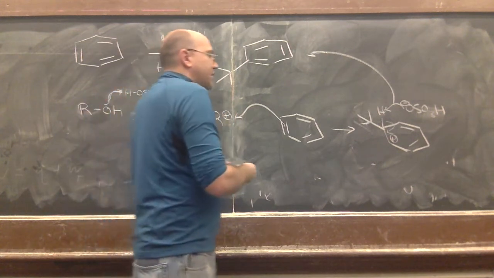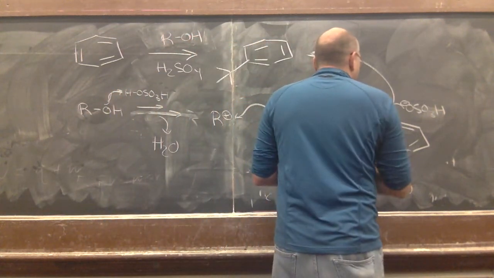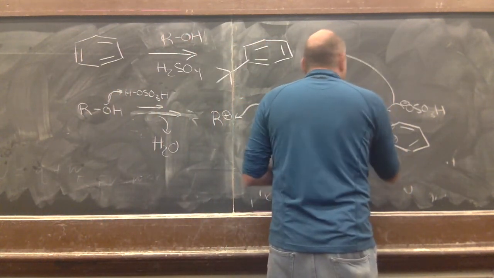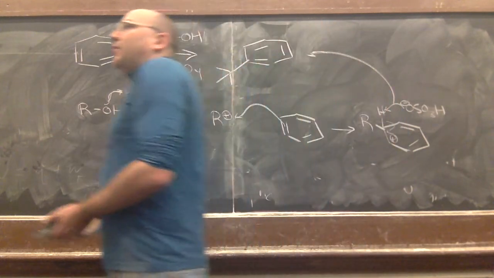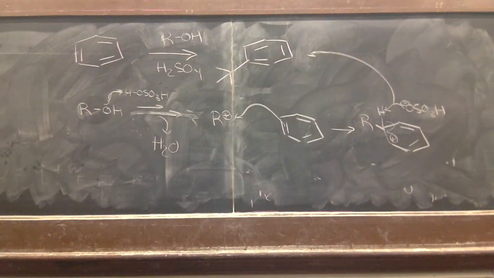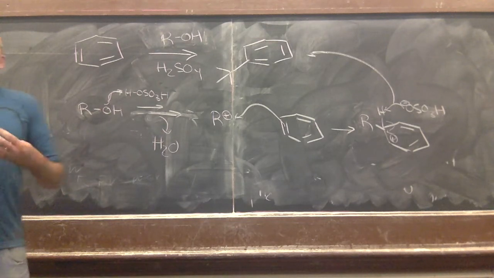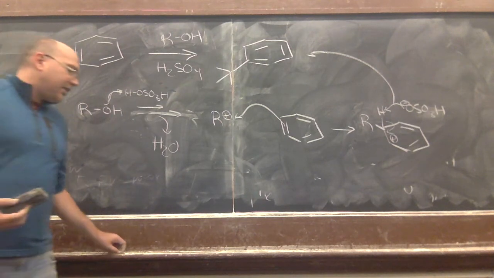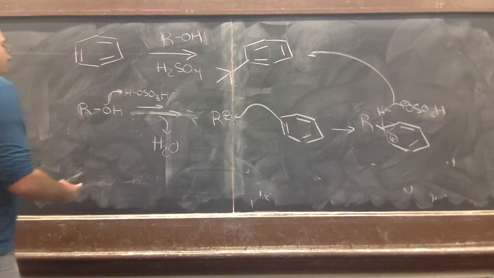We get our R plus, R reacts, right, and then you do your elimination. So we know that we can generate carbocations from alkenes and acids. We know that we can generate carbocations from alcohols and acids. Okay. All right. So these will work sometimes, but these aren't the standard way that people usually think about making carbon-carbon bonds.